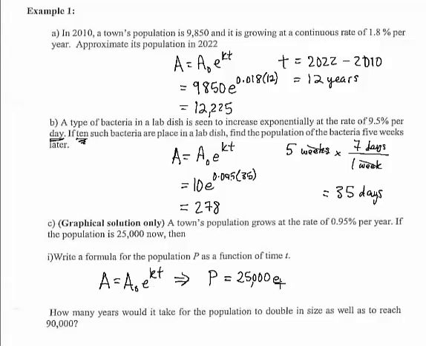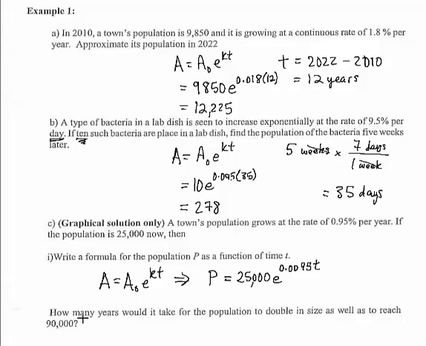Then we simply write our natural exponential function, and we fit the k t to the parameters of the problem. We had 0.95%, and if we move the decimal place to the left 2 places, we would have 0.0095, and then we throw in our t. Okay, so this is the function that we were looking for. It's been customized to fit this town's population growth.